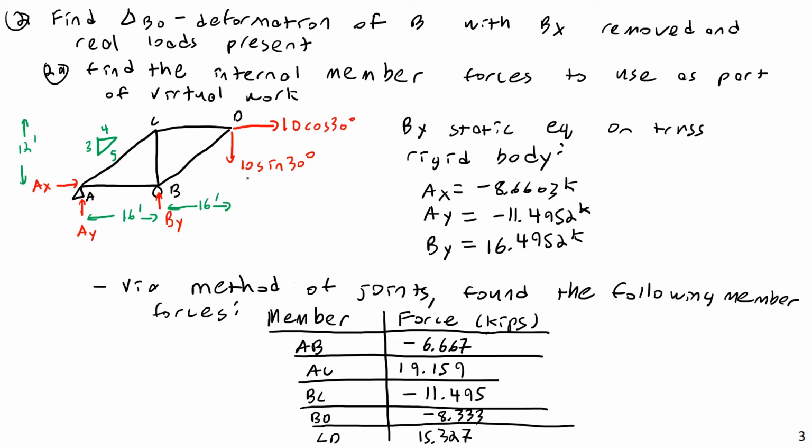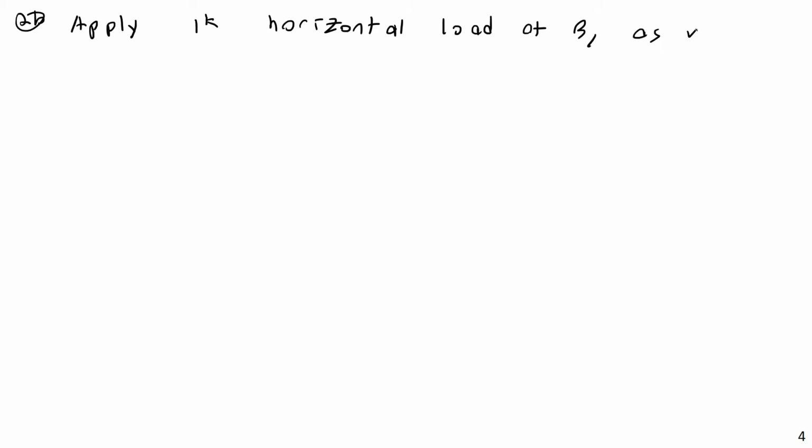Now, my next step in my virtual work method for step 2 is going to be to apply a unit load to joint B, because that's where I'm interested in the deformation. So step 2B will be to apply a 1 kip load, and I'm doing a 1 kip load because I'm using KSI, and that's compatible with the units I'm using. A 1 kip horizontal load at B, as we need to find the deformation at joint B without the redundant.